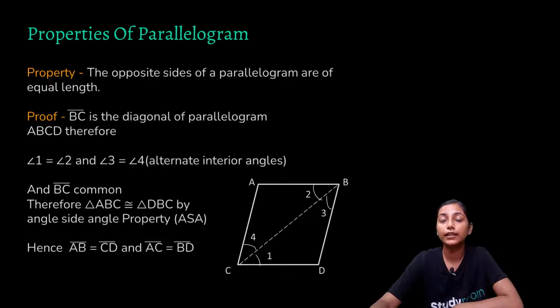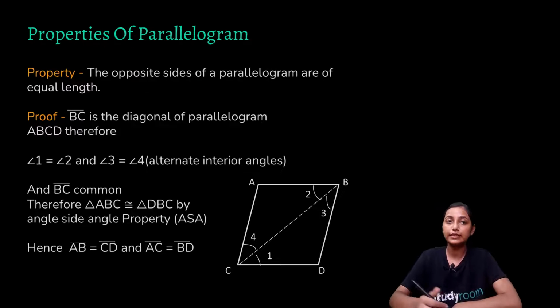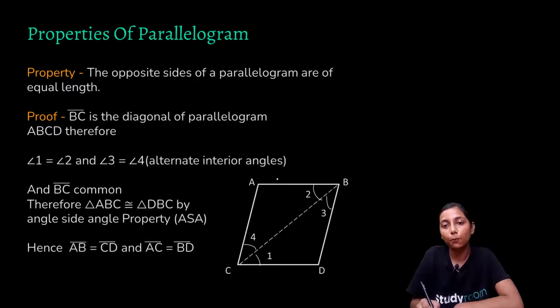Now we are going to study the properties of a parallelogram. So what are the properties? The first property given to us is that the opposite sides of a parallelogram are of equal length. So always the opposite sides of a parallelogram are going to be equal. That is, here in this parallelogram ABCD, AB and CD will be of equal length, while AC and BD will be of equal length. So let's see the proof of this property.